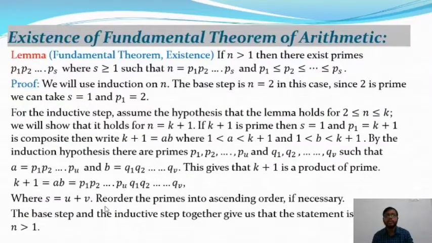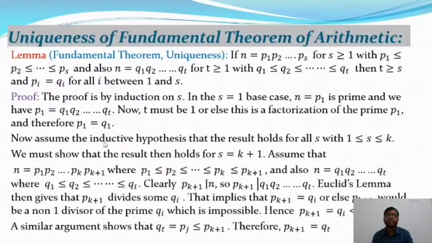Now reorder the primes into ascending order if necessary. Then the base step and the inductive step together give that the statement is true for all n greater than 1. This is the existence part of the fundamental theorem of arithmetic. Now let's move on to the uniqueness of the fundamental theorem of arithmetic.